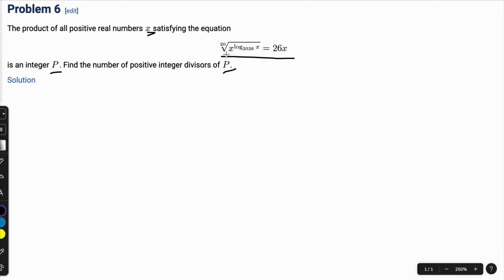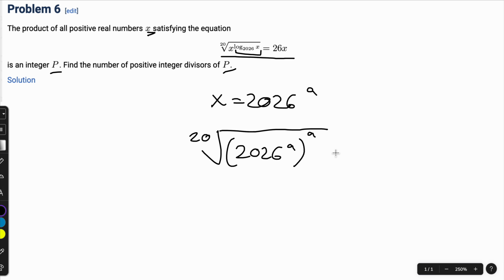So, before I get into this, I'm just going to try to simplify this equation. Let's set, motivated by this log base 2026 of x, to get rid of this sort of weird term in the exponent, let's set x to be some 2026 to the a. So this lets us simplify our equation as 2026 to the a squared equals 26 to the 20th times 2026 to the a.